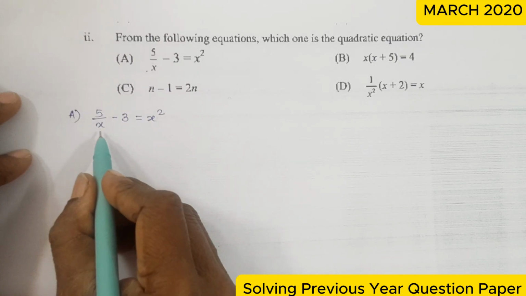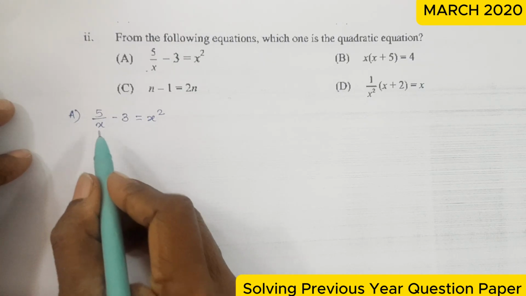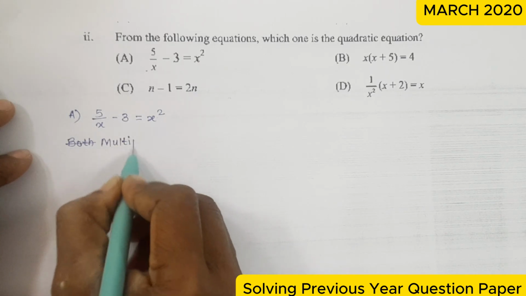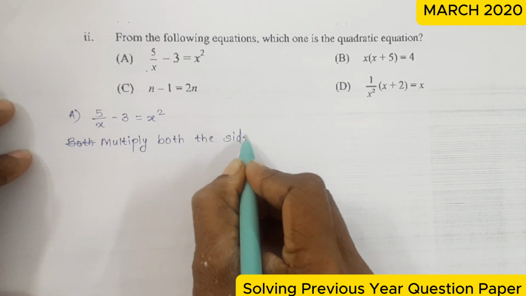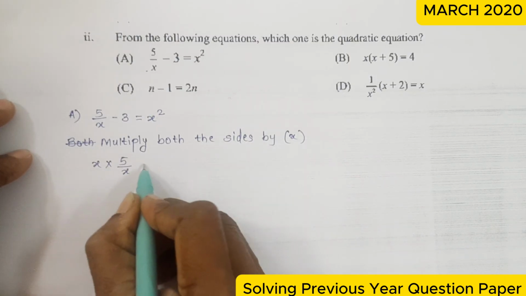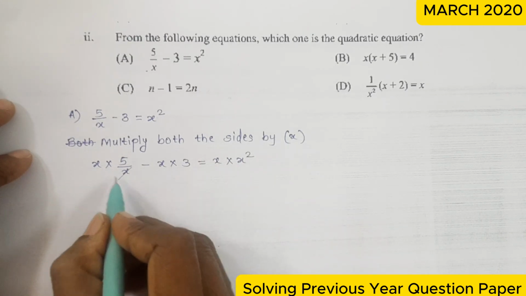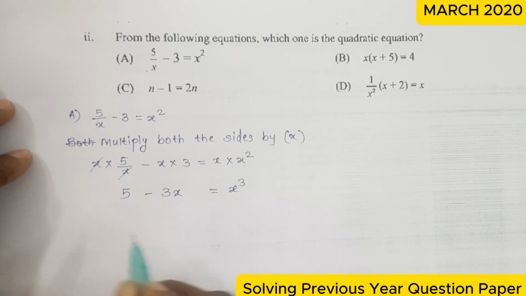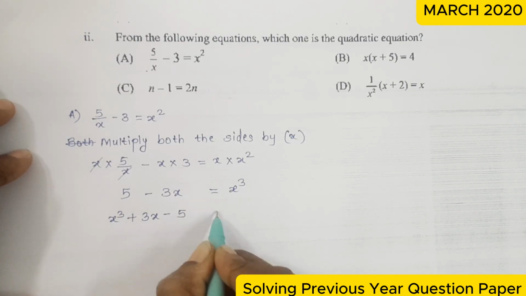So now here there is a denominator and in the denominator place there is x. So I multiply both the sides by x. So x multiply 5 upon x minus x multiply 3 is equal to x multiply x square. So here students, x gets cancelled. So 5 minus 3x is equal to x cube. So now x cube plus 3x minus 5 is equal to 0.